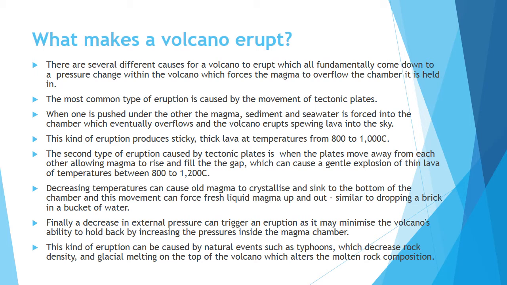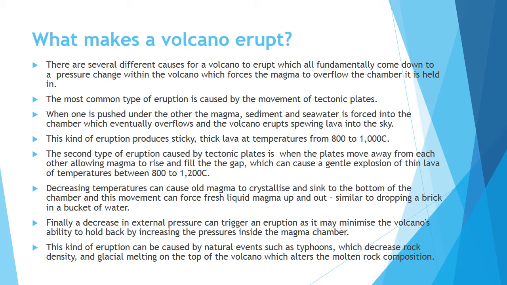Now, decreasing temperatures can cause old magma to crystallize and sink to the bottom of the chamber, and this movement can force fresh liquid magma up and out, similar to dropping a brick into a bucket. Whenever you drop a brick into a bucket, the water spills out. Similarly, whenever magma cools down, it becomes hard and sinks to the bottom of the chamber. Then the fresh liquid which is created from the core gets spilled out, and this is also a reason for volcanic eruption. As you all know, inside the earth's crust, the core, the middle portion, is very hot, and the mantle has a lower temperature as compared to the core.